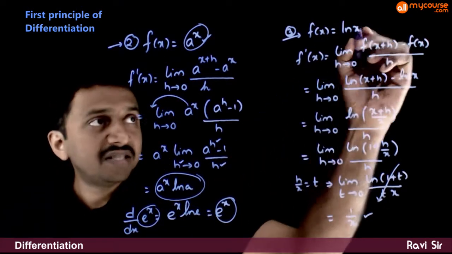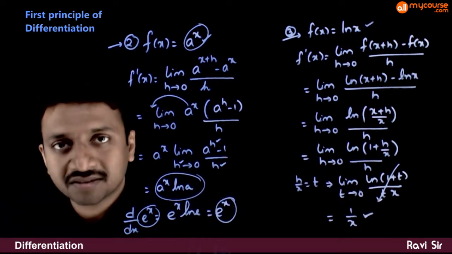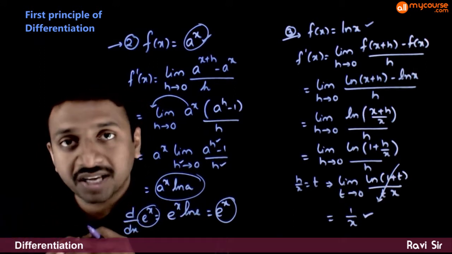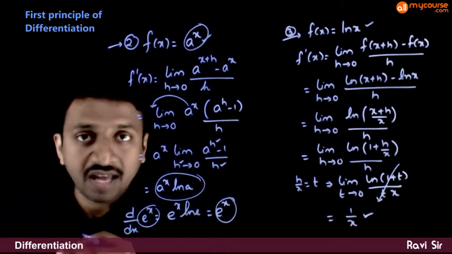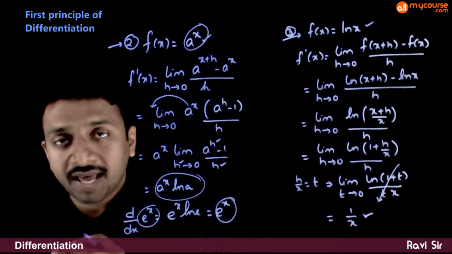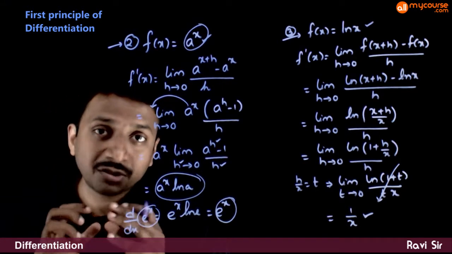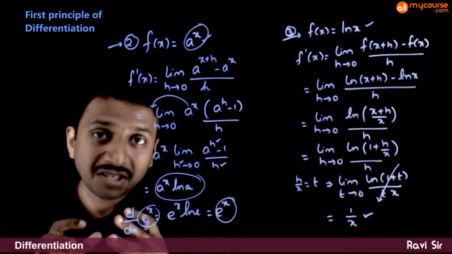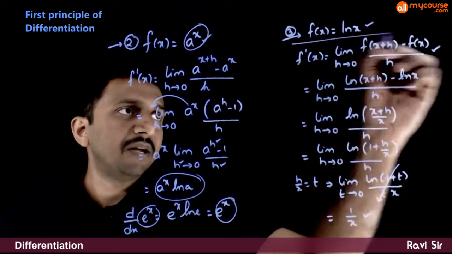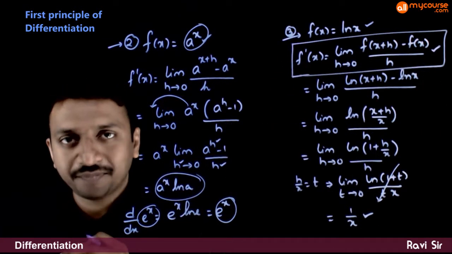So what is the differentiation of ln x? Differentiation of ln x is 1 by x. So we have differentiated the algebraic function x^n, the exponential functions a^x and e^x, and the logarithmic function ln x from the first principle. In the exams, if you are asked to differentiate a function by the first principle, you have to start from this formula and try to find the limit value.